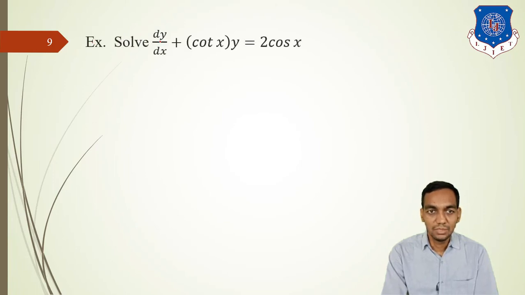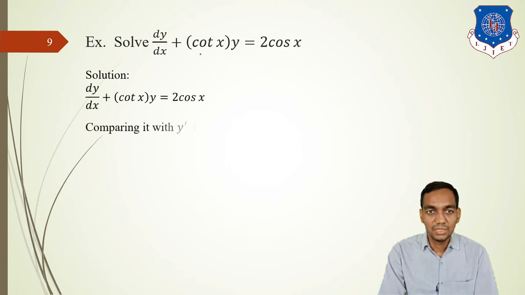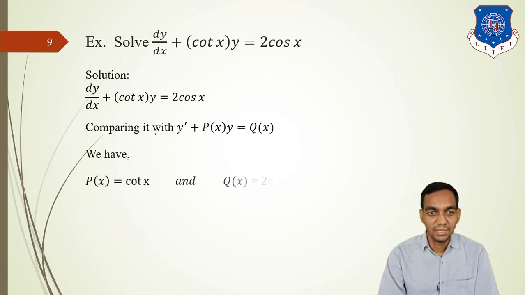Okay. Now, going on to one another example, dy by dx plus cot x into y is equal to 2 cos x. So this is directly in the form of linear. If you compare this equation with the standard equation, then you will have P(x) is equal to cot x and Q(x) is equal to 2 cos x.